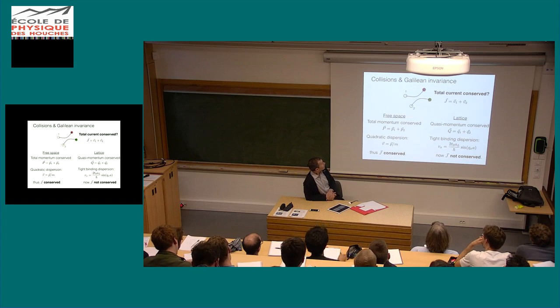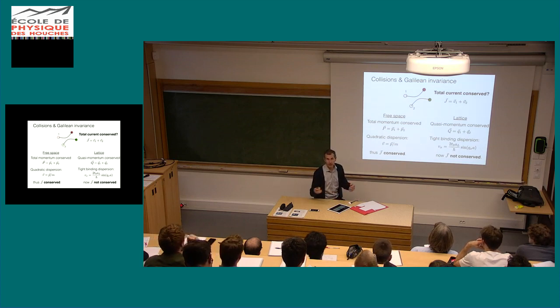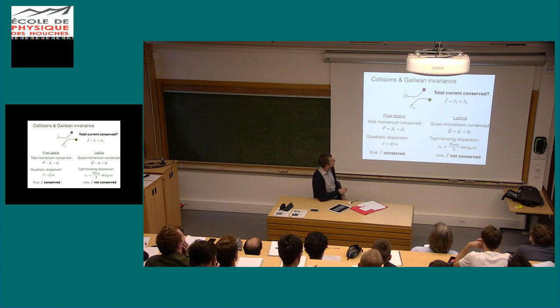If I have a collision in free space, collisions by themselves can't damp current. You know that because momentum is conserved and velocity is proportional to momentum. And if current is just the sum of all the velocities, then the sum of all the momenta is still conserved. And so J, the current, is conserved by collisions. Okay. So in free space, collisions are not enough to cause damping.